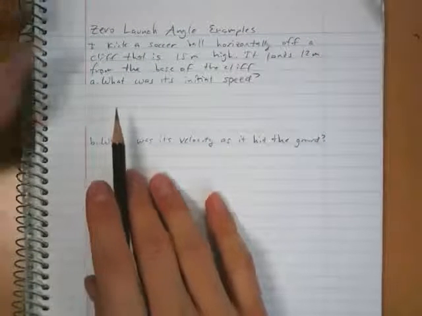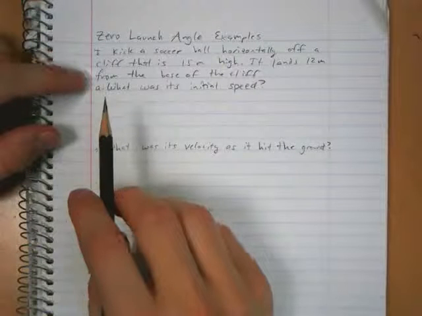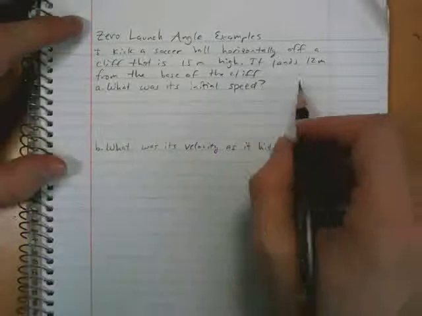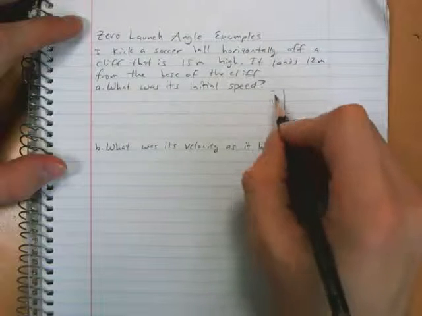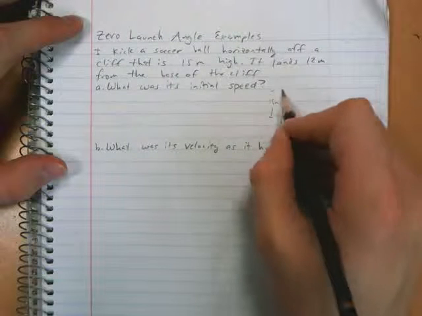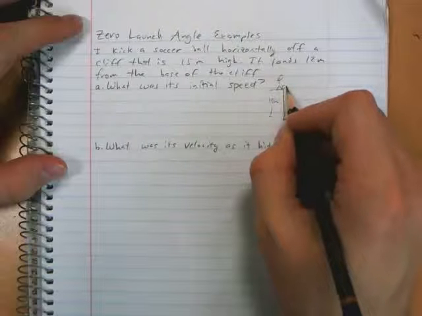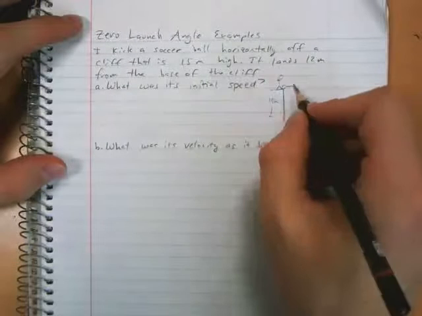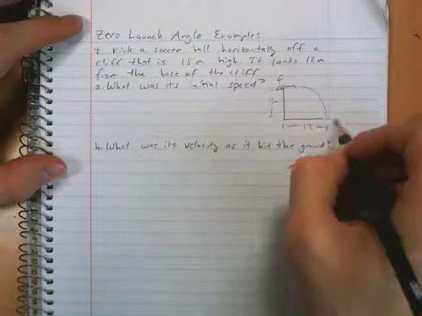So, say I kick a soccer ball horizontally off a cliff. It's 15 meters high, and it lands 12 meters from the base of the cliff. It can be helpful to draw a picture sometimes. So we've got our cliff. It's 15 meters high. I'm up here. Kick the soccer ball. It goes off horizontally, curves down, and lands 12 meters away. Drawing not to scale.